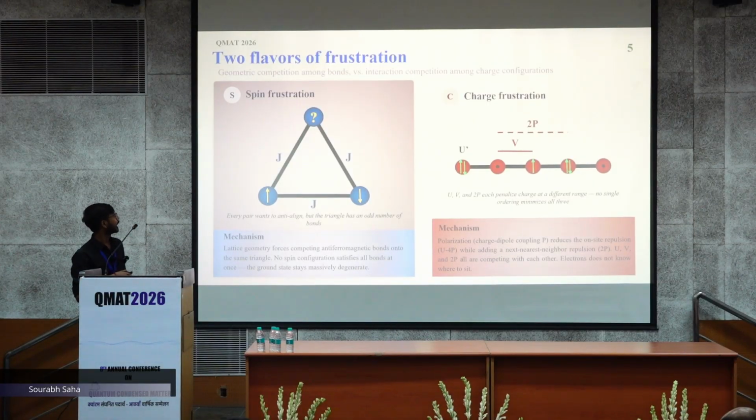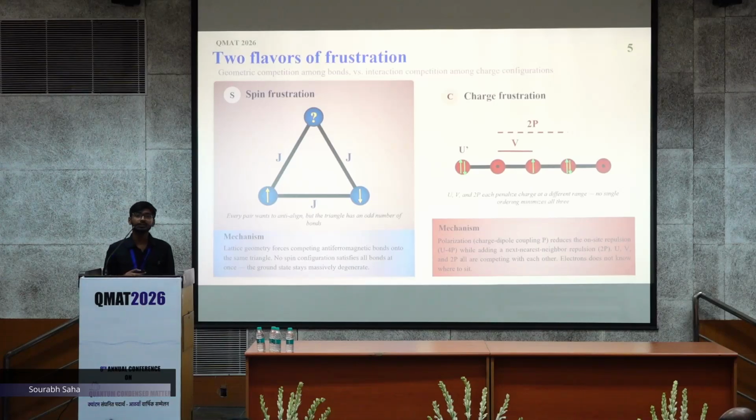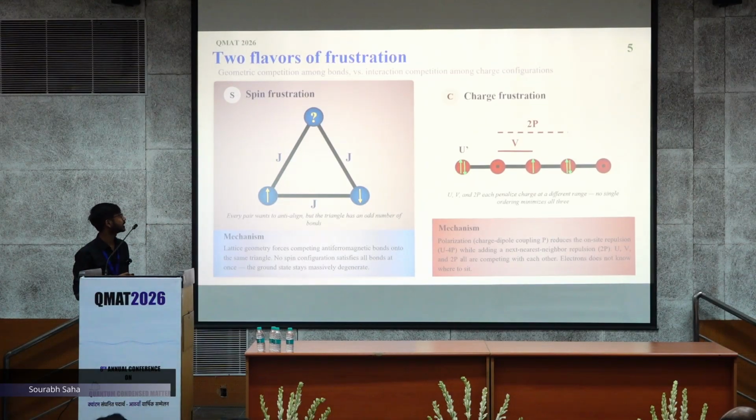Before going further, I want to emphasize that frustration can arise in different ways in a strongly correlated system. The most familiar example is the spin frustration in a triangular lattice. In a triangular lattice with antiferromagnetic bonds, if you fix this spin, this spin tries to align in an antiferromagnetic arrangement, but this spin doesn't know where to go. It could be aligned up or down. This creates the geometric frustration in this system.